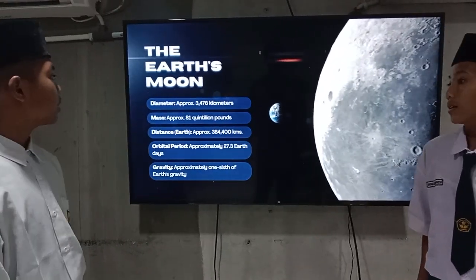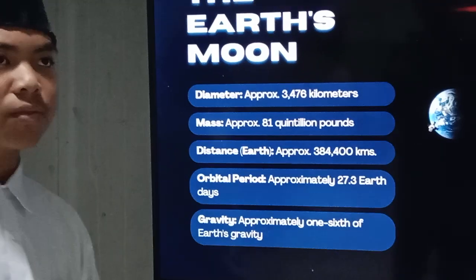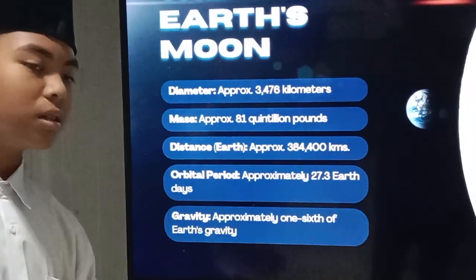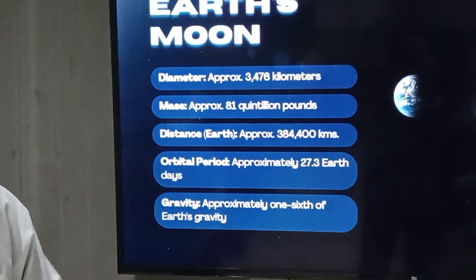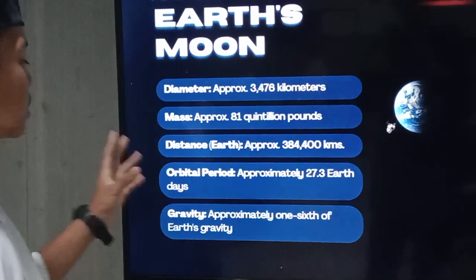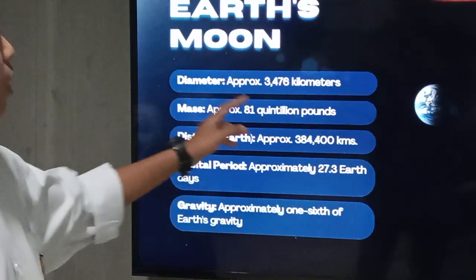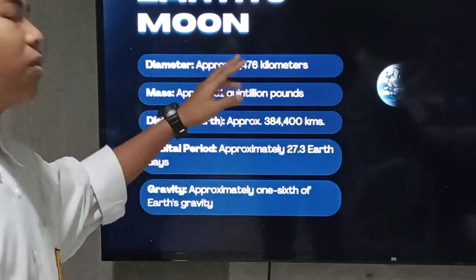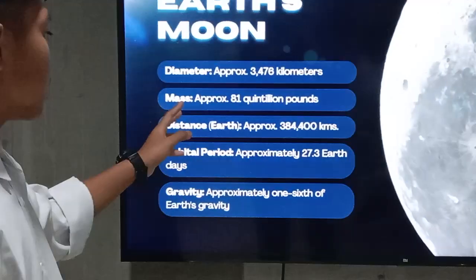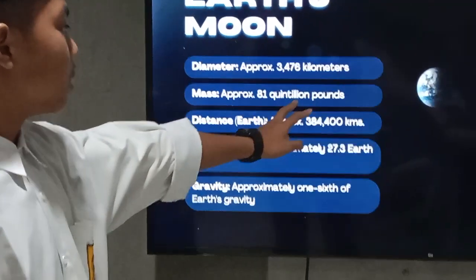The Earth's moon. You know there are many planets that have an orbit like Earth. So the orbit of the Earth is the moon. I want to tell you the diameter, mass, distance, orbital period, and gravity of the moon. Diameter approximately 3,476 kilometers. Mass approximately 81 quintillion pounds.